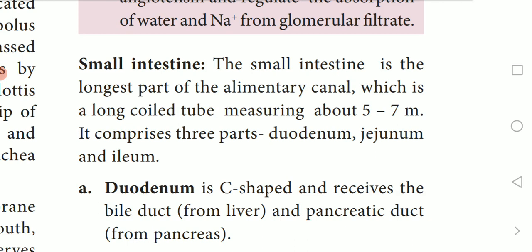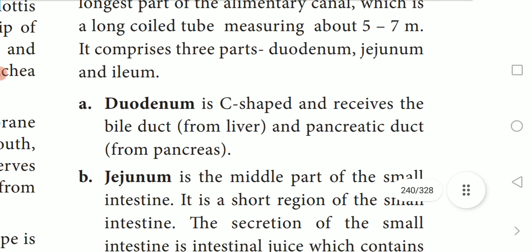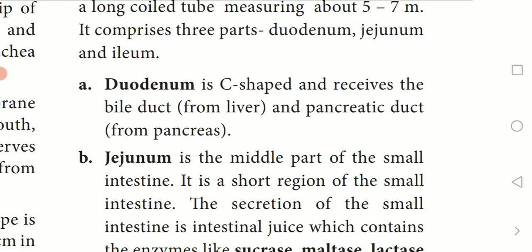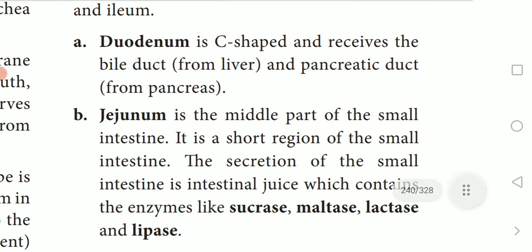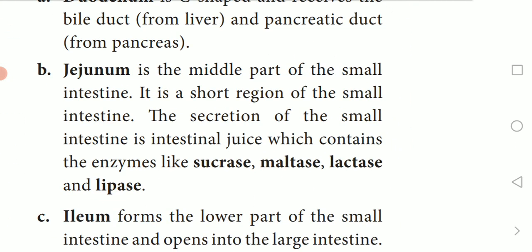Then the salivary glands we have completed, and the tongue, pharynx, and esophagus. All these parts we have seen. The next topic we are going to see is the small intestine.